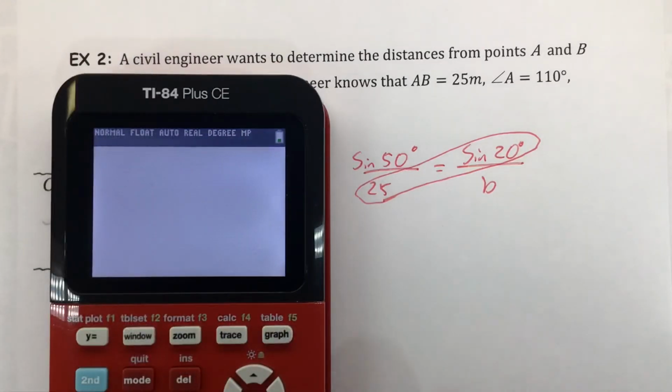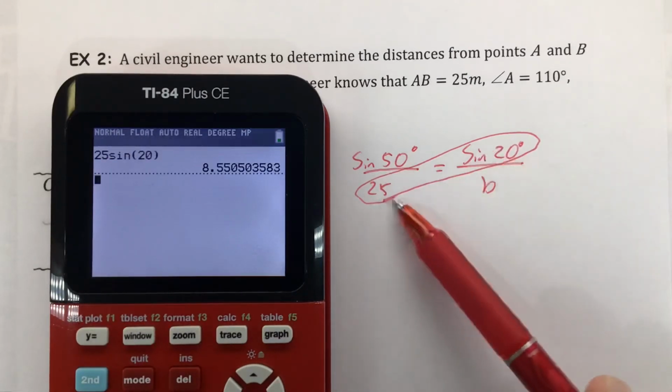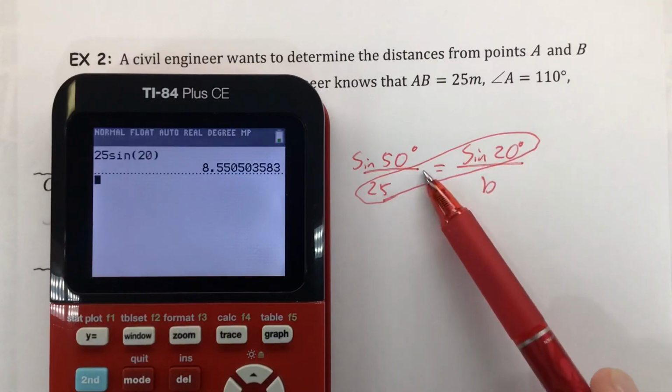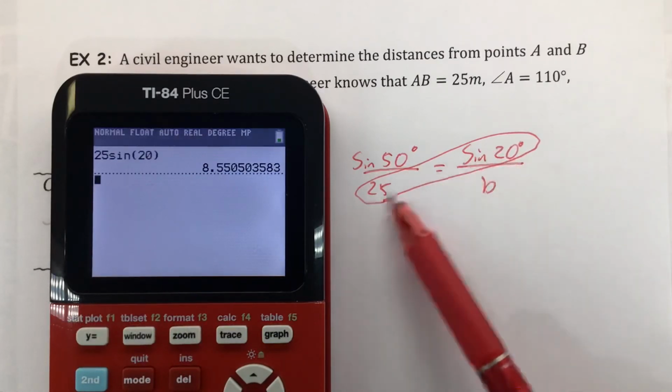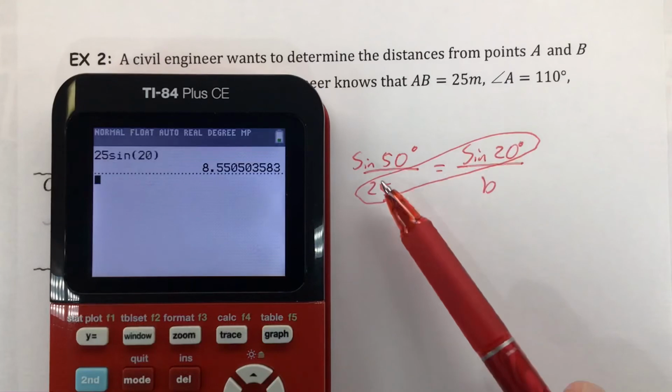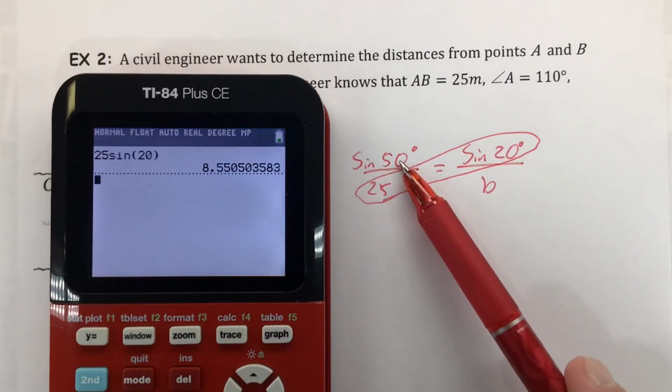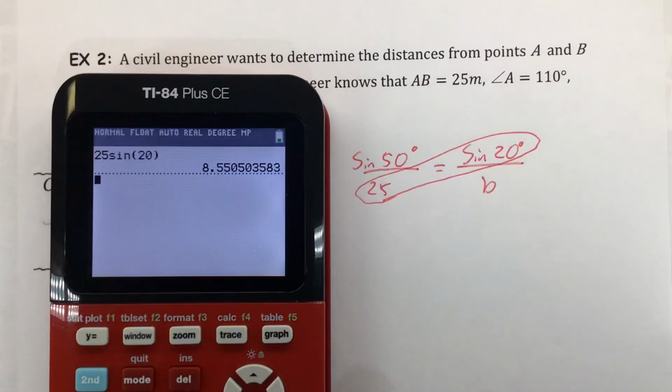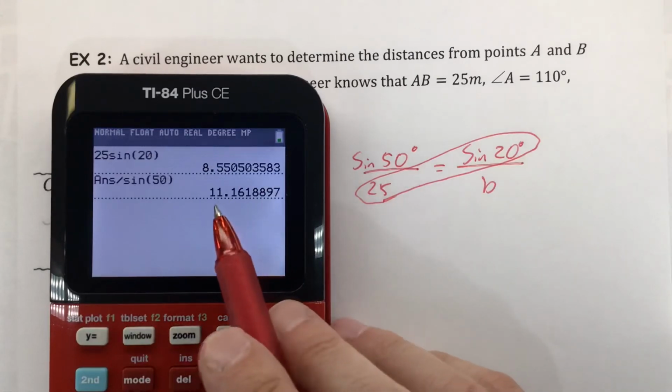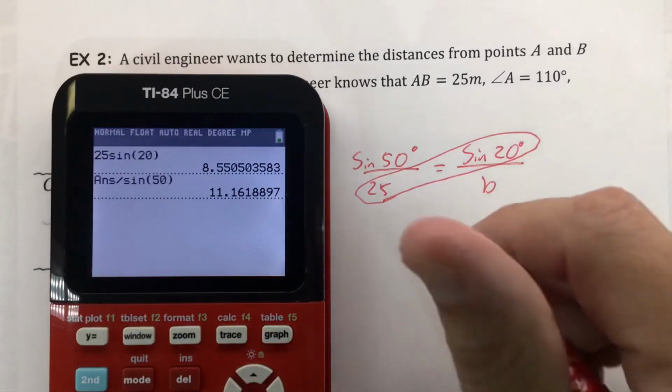All right, so to type that in, I go with the regular number, the 25, and then I just follow up with sine 20. That is going to give us 8.55. Again, it doesn't represent anything in the picture. This is just the product of that diagonal. But when I divide it by the sine of 50, not just 50, but divided by the sine of 50, I'm going to get B. So I divide by sine 50, and that comes back as 11.16.